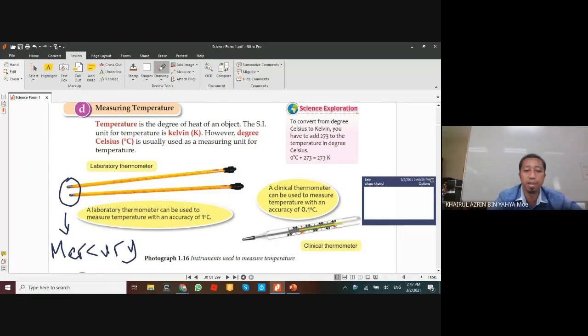Mercury. This one also, this is mercury. Okay, so in our lab, dalam makmal, science lab, if you are using this thermometer, make sure you handle this thermometer carefully. If you drop it, jatuh, and then it breaks, pecah, and then we need to call the fireman. Kita kena panggil bomber. Because mercury is a heavy metal, dangerous for you. Mercury is a heavy metal. So this one is dangerous. Okay, do not play with this one.